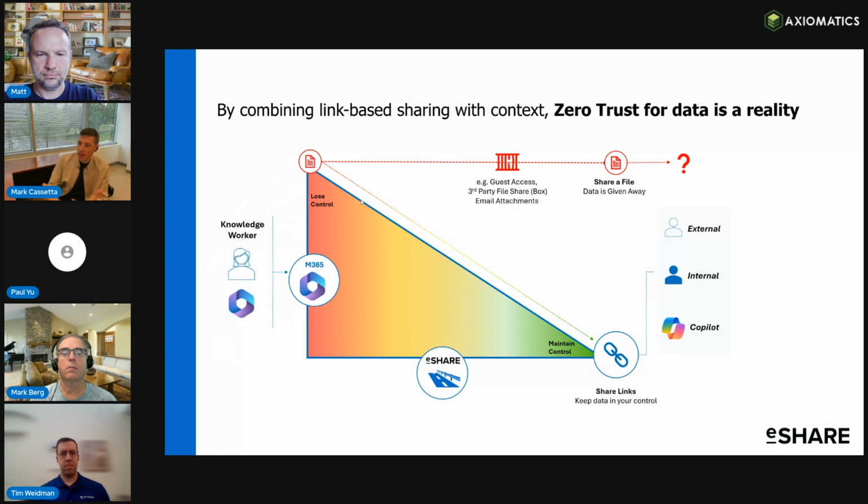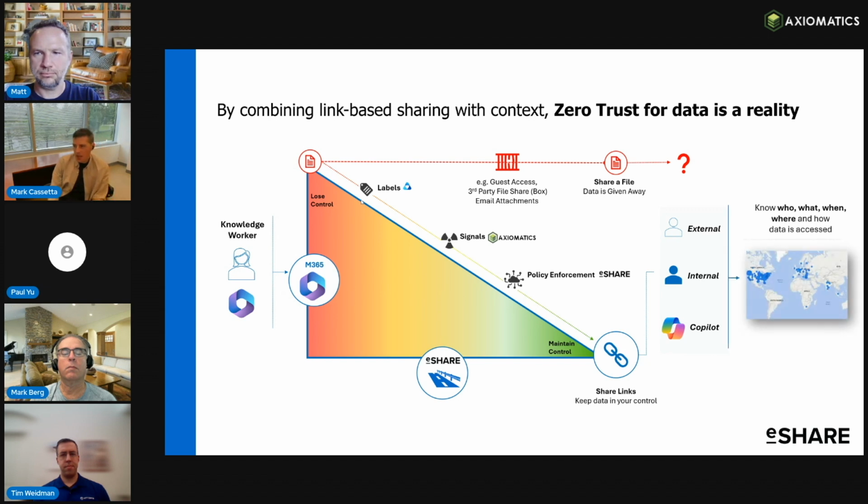You have no way of knowing who's accessing that data, where they're at, and there's no way of you revoking that data at the same time. And so from a partnership perspective, labels, signals, and policy enforcement all come to life as we look to enable link-based sharing from Microsoft 365. And when we do this, we can then provide a level of attestation and analytics that allow you to understand who, what, when, where, and how data is accessed.